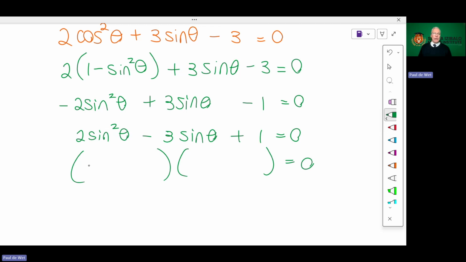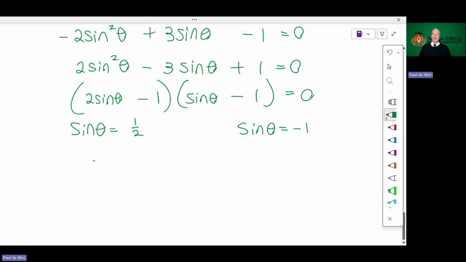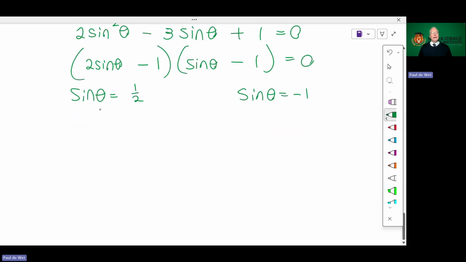You can obviously use your calculator as well, but you shouldn't need to. This factorizes to 2 sine theta minus 1 and sine theta minus 1, both signs negative and both with a -1. Okay, so now we've got sine theta equals 1/2, or sine theta equals -1. Now, both of these are kind of vanilla. The one on the left is slightly more vanilla and more plain than the one on the right, and I'll explain why now.